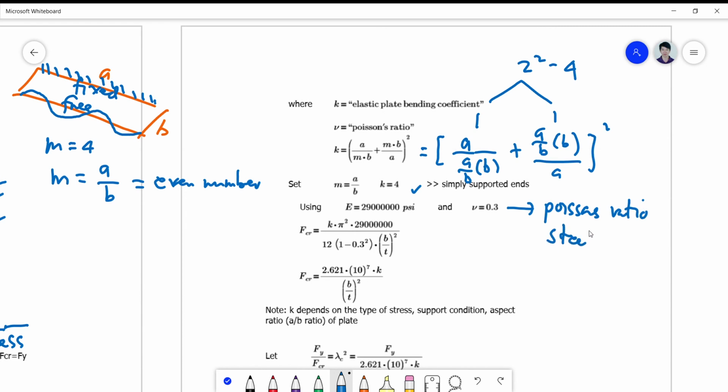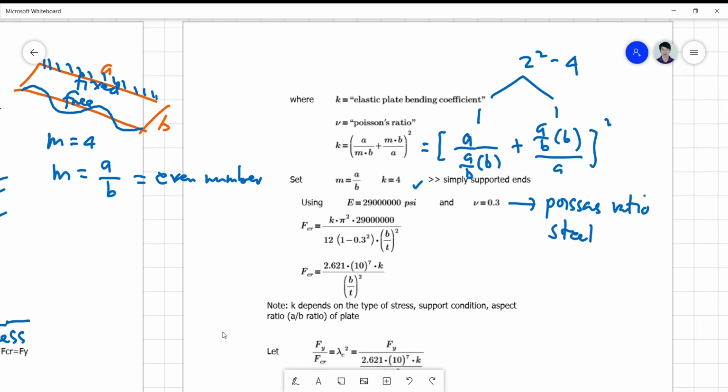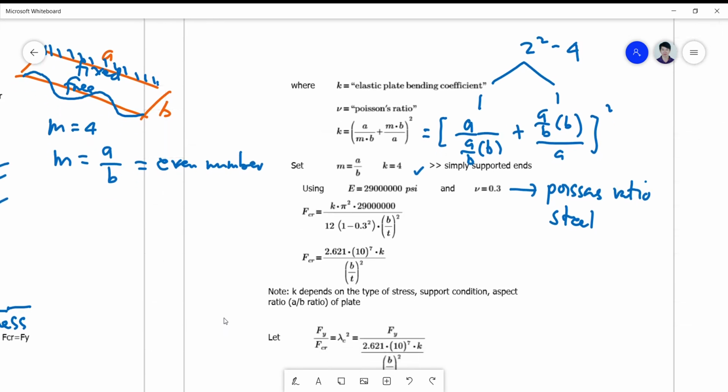which can still increase, no, depending upon the ductility of the material. No? So this becomes now 2.621 times 10 to the 7 K all over B over T squared. So note, K depends on the type of stress, if it is shear stress, bending stress, axial stress, compression, etc. Support condition, if it is fixed, free, simply supported. Aspect ratio, A over B ratio of the plate.